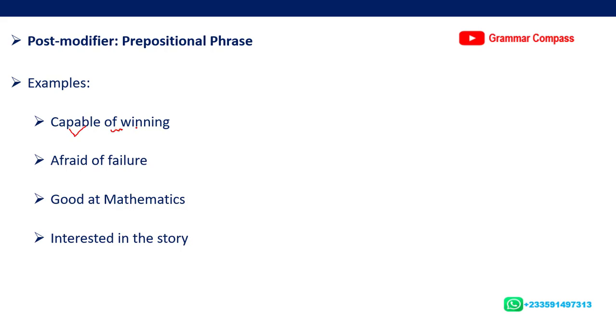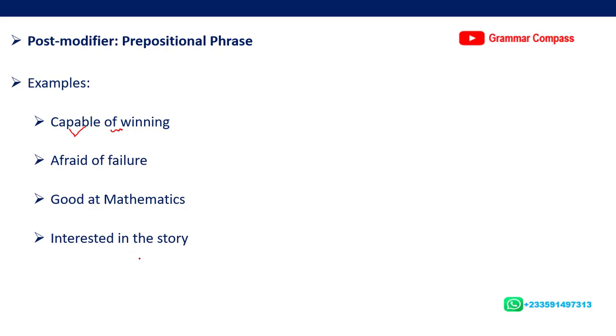Of winning is a prepositional phrase. So here we have a head, H, plus a Q. Afraid of failure. Now, of failure is a prepositional phrase which sits in the post-modifying position of the adjective head, afraid. Good at mathematics. Here, good is an adjective and it is qualified by the prepositional phrase at mathematics.